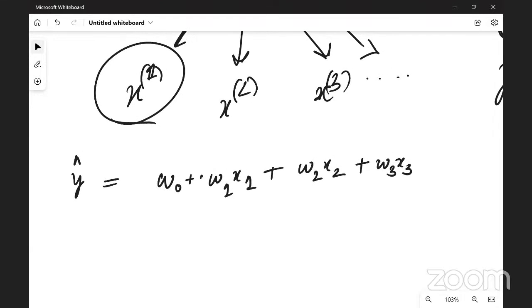So I see your point. Yeah, you're right. This should be representing a sample, right? Yes, sir. Okay, yes, I agree.